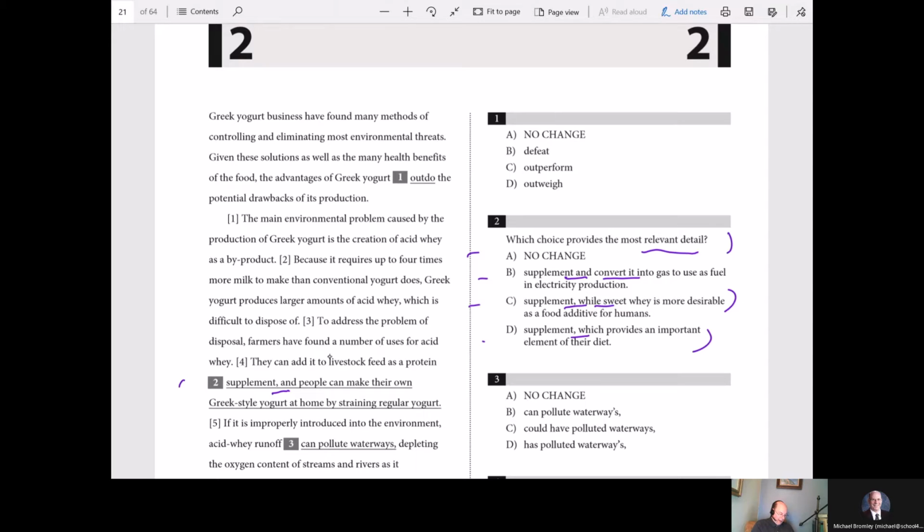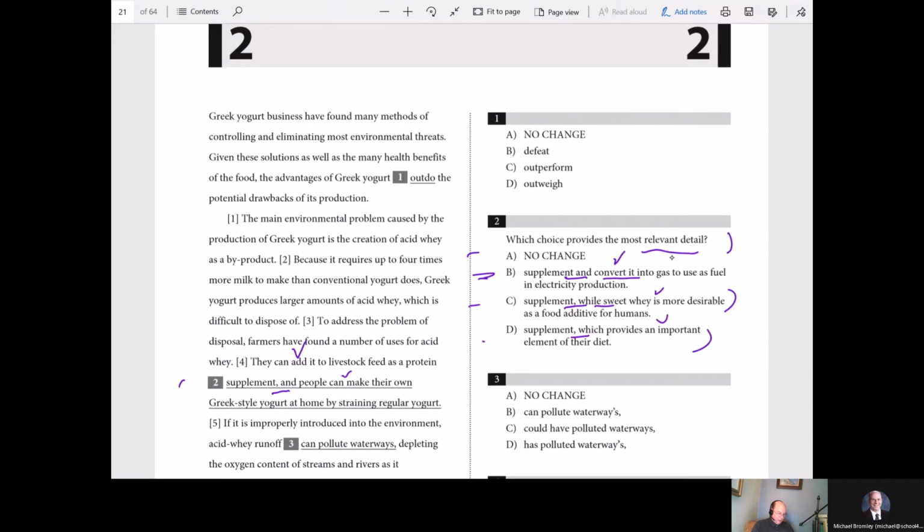So I see they can add it. So I got a verb there. And then I got, and people can make, I've got a verb, more is a verb, is a verb, and I have and convert as a verb. So I know that they're using verbs differently here. Now, just because this one is different doesn't mean the others are wrong. Oftentimes that's the case, but not always. So now we take a peek at the context here.